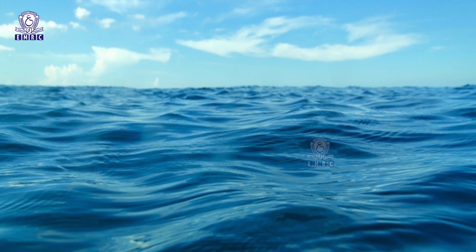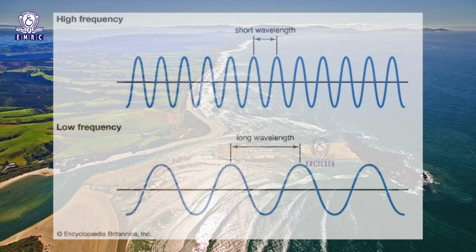The wave frequency varies according to the wavelength of the sea waves. There is an inverse relationship between wavelength and wave frequency. That is, the shorter the wavelength, the higher the wave frequency, and the longer the wavelength, the lower the wave frequency.